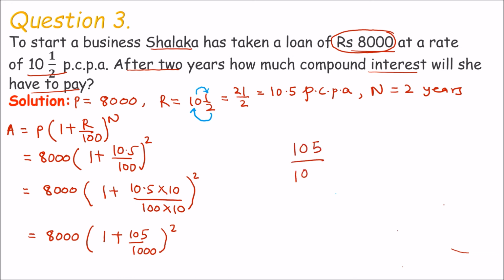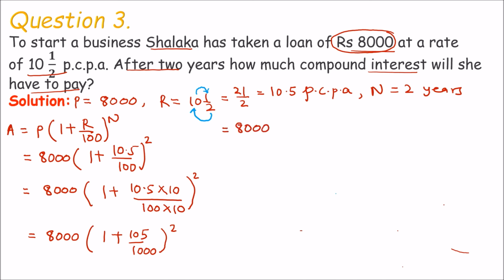Now we will go for the simplest form of 105 and 1000. You can cancel by 5. 5 20s are 100, and here we'll get 200. So the simplest form of 105 upon 1000 is 21 upon 200. So at the place of 105 upon 1000, we will write 21 upon 200. Okay, so let's see the further steps now.